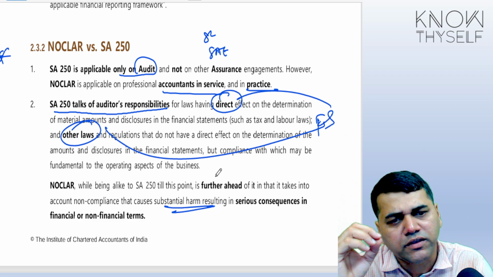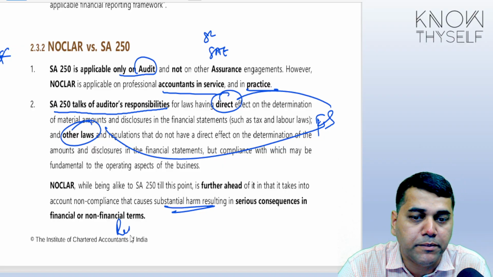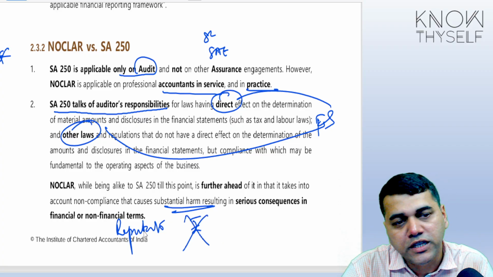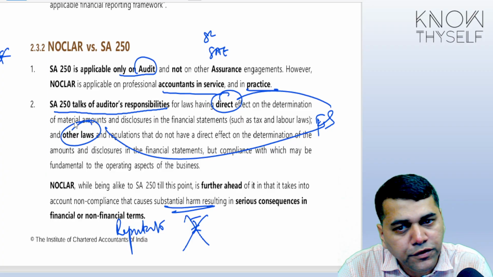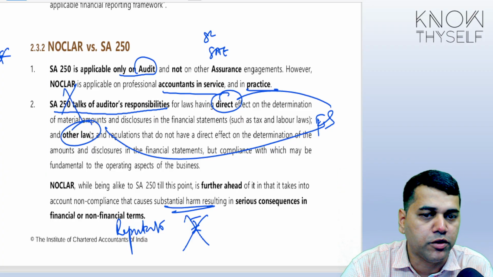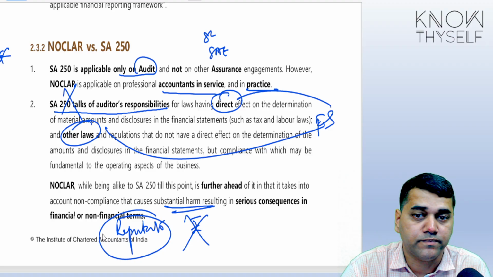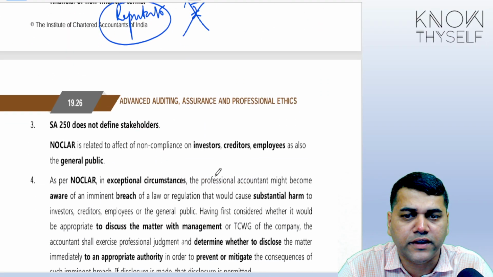Here you see, maybe some non-compliance is going to cause a lot of reputation damage. It doesn't have any financial implication, but only reputation is lost. Now SA 250 doesn't talk about it because it talks only from the financial statement point of view, but NOCLAR is going to talk from the reputation point of view. That's called non-financial.